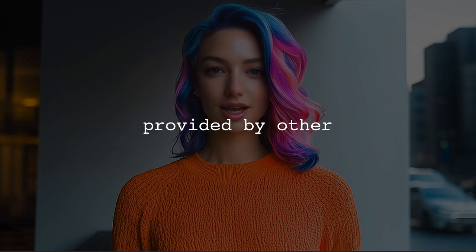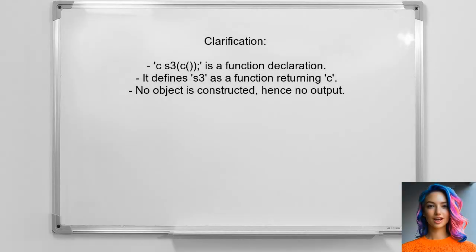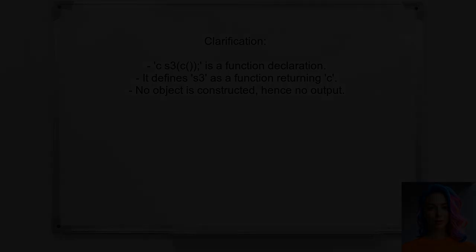Now let's look at the answers provided by other users. This user clarifies that the line CS3C of C is actually a function declaration, not an object construction. It defines a function named S3 that takes no parameters and returns an object of type C. That's why you don't see any output for that line.